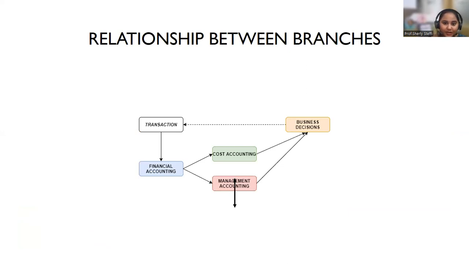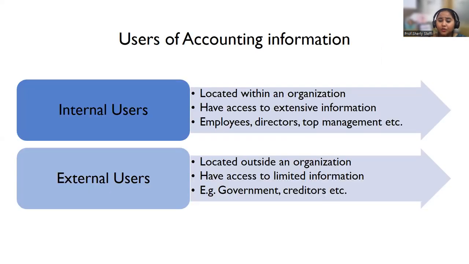And there is a relationship between the branches of accounting, which plays a very big role. To make transactions, decision making plays an important role. Next, we're going to talk about users of accounting information. There are two types of users, internal users and external users. Who are these internal users? Located within the organization. They have access to extensive information within the organization. Example, your employees, directors, levels of managers.